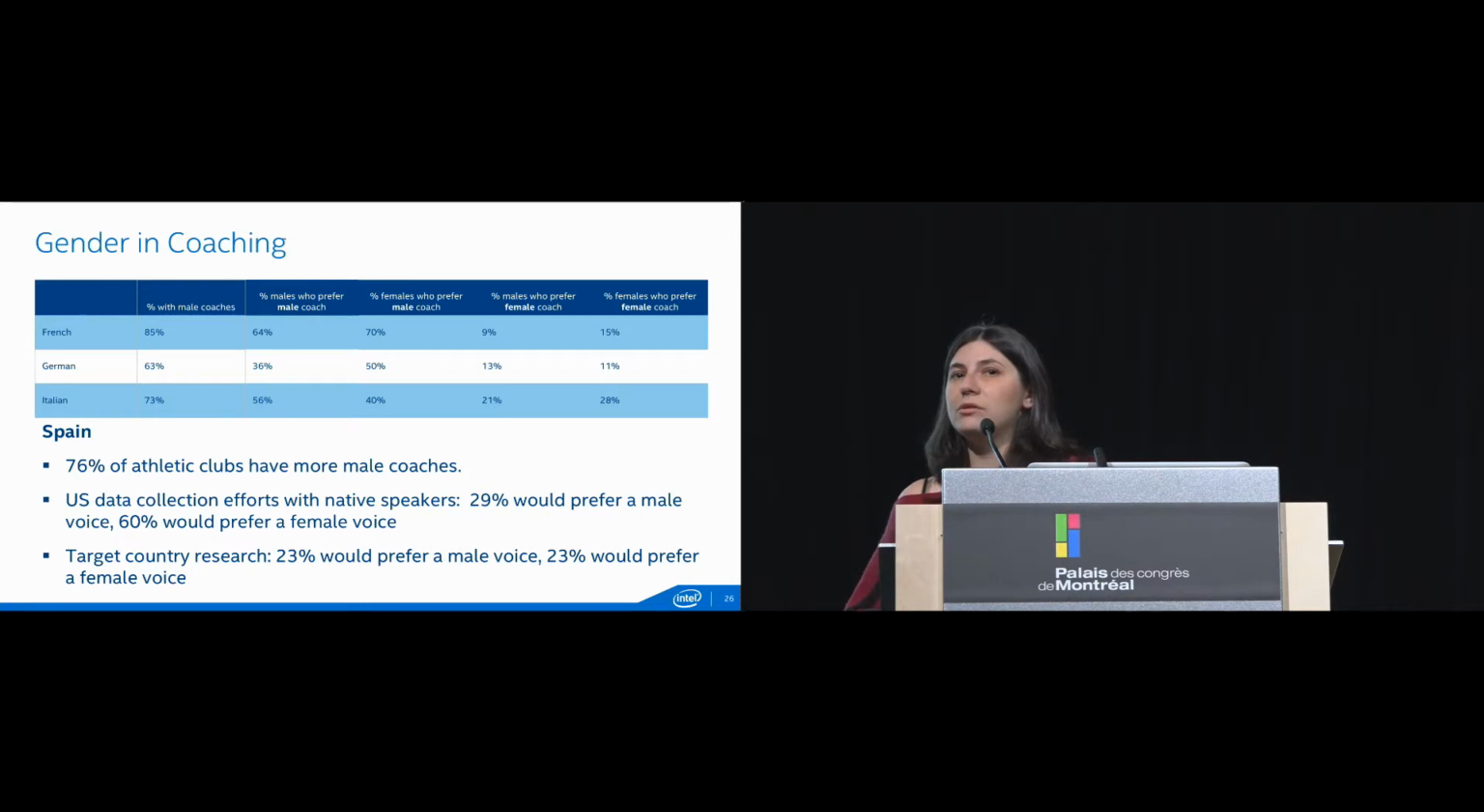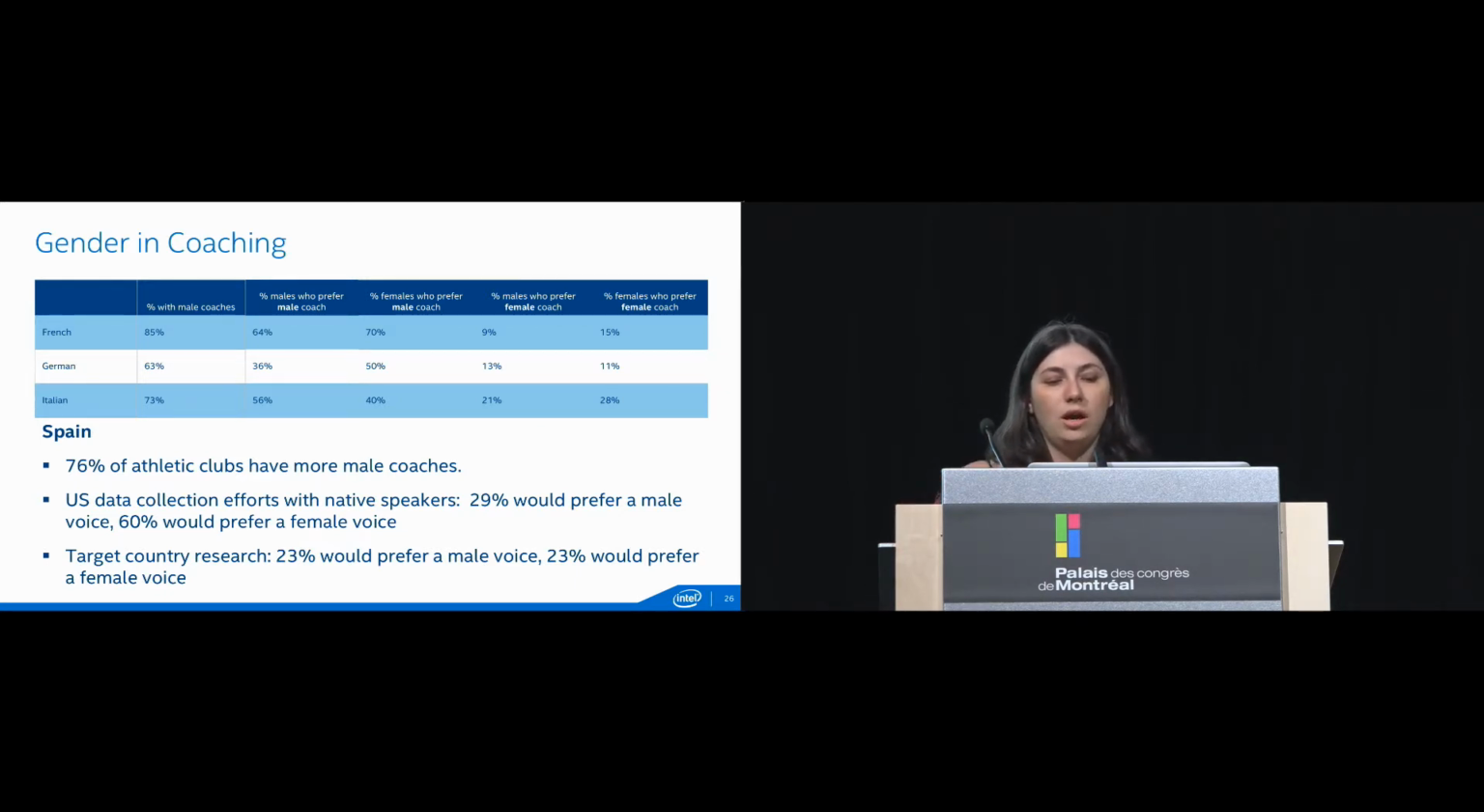So we had a survey go out to participants in Spain, Italy, Germany, France. And we also looked at athletic clubs and the coaches that are employed there. Spain was conducted first, and it was conducted a little bit differently, so that's why I have it split out. For Spanish, because we have a fairly large Spanish-speaking population in the United States, we also conducted local research with native Spanish speakers, as well as conducted research in Spain itself. So you'll see it split between US collection data efforts and then the target country.